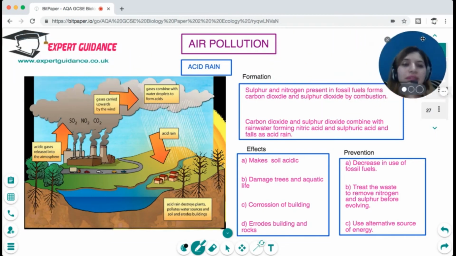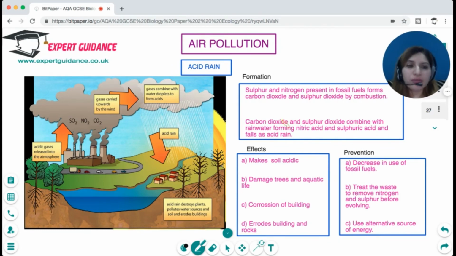Now, with human activities, there is a lot of pollution. And the biggest pollution threat is air pollution. The biggest contributor to air pollution is acid rain. Now, what exactly is acid rain? We know that fossil fuels are made up of carbon, and at times they have sulfur and nitrogen. Carbon, when burnt, forms carbon dioxide; sulfur forms sulfur dioxide, and nitrogen forms nitrogen dioxide.